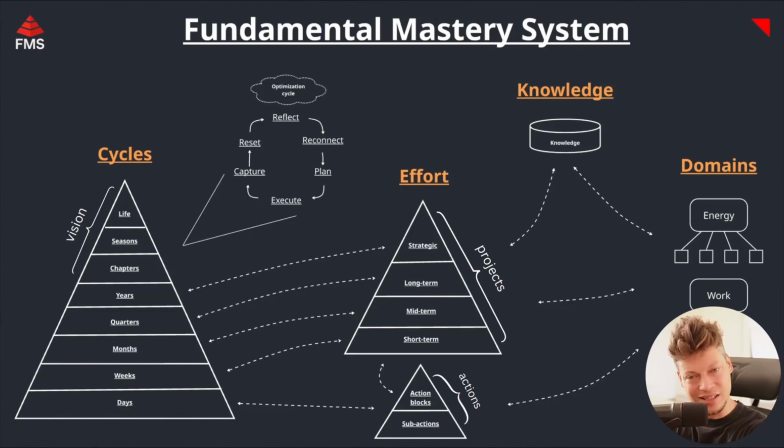So everything exists there to support you in most effectively pulling your higher level vision through the entire stack of cycles down to the moment-to-moment execution. And overall, you have just 4 primitives of life design. It's time, which is modeled with cycles. It's effort, which is modeled with projects and actions, you have knowledge, and you have domains. But really, everything revolves around cycles and the optimization stages that I talked about.